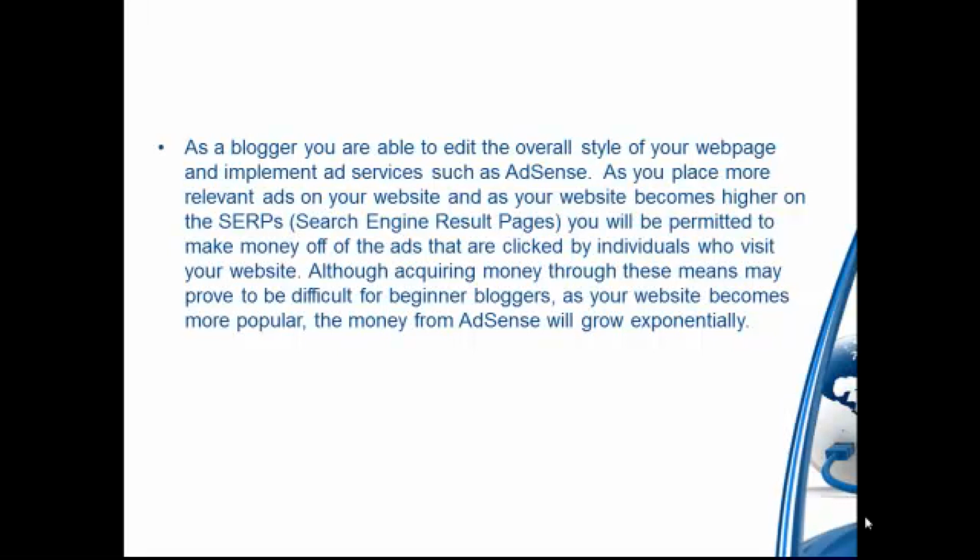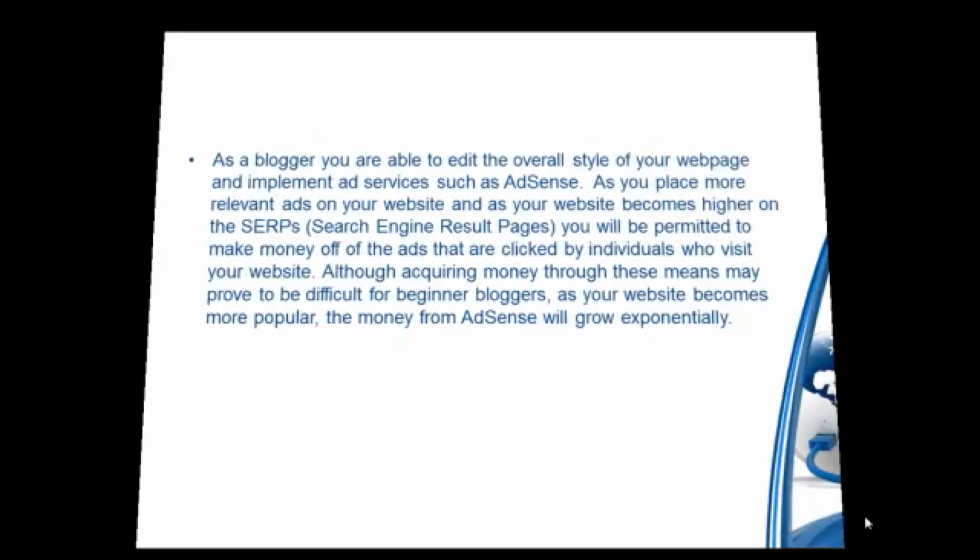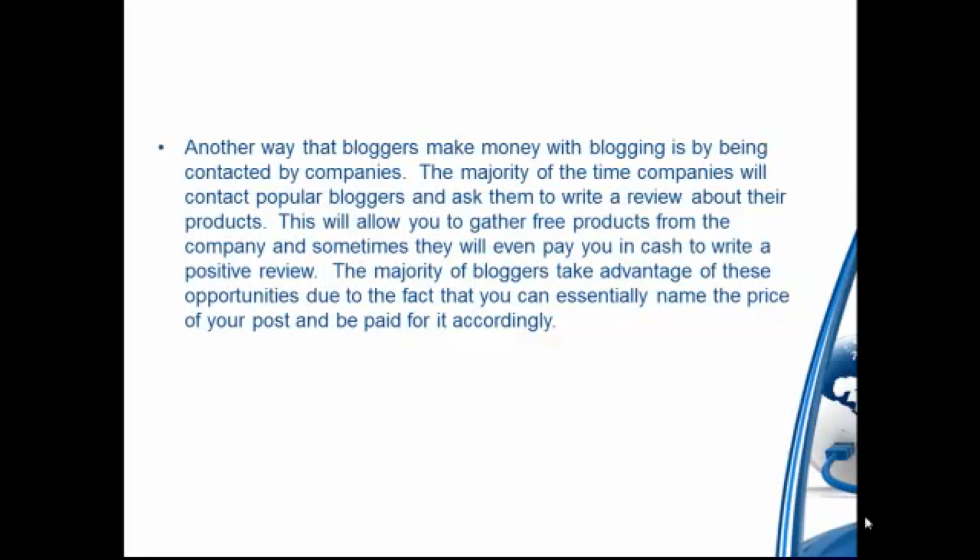who visit your website. Although acquiring money through these means may prove to be a bit difficult for beginner bloggers, as your website becomes more popular, the money from AdSense will grow exponentially. Another way that bloggers make money with blogging is by being contacted by companies. The majority of the time companies will contact popular bloggers and ask them to write a review about their products.